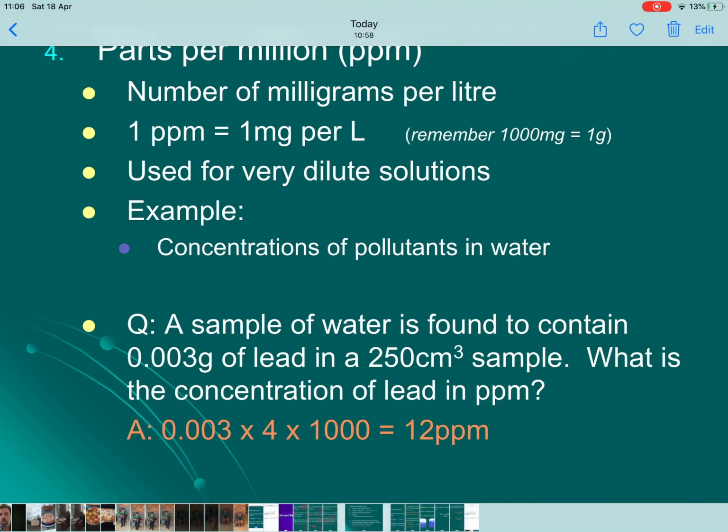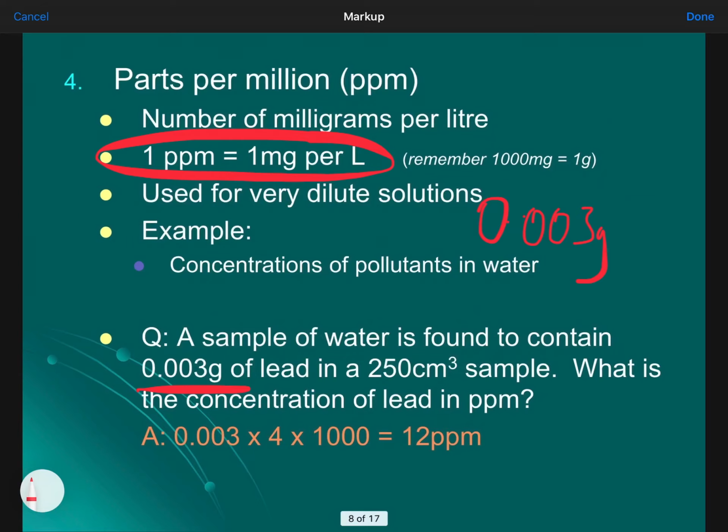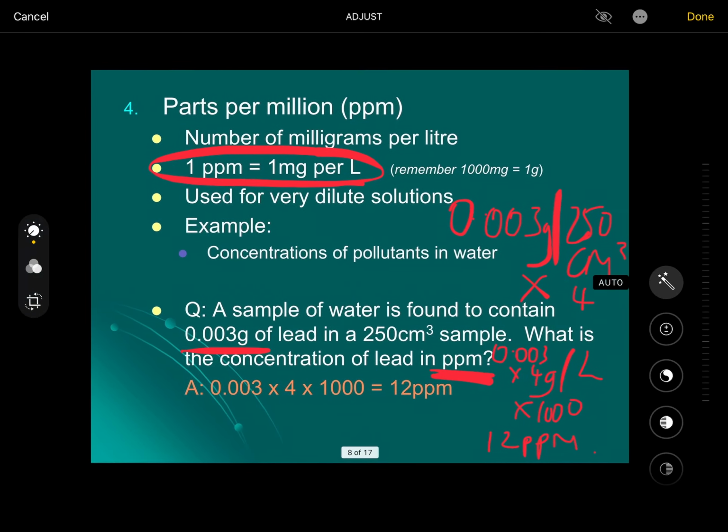Okay, then parts per million. Again, remember we said for very dilute solutions you'd use parts per million. A part per million is a milligram per litre. That's important there. Okay, and if they said to you that they had 0.003 grams of lead in 250 cubic centimeters, what's the concentration in parts per million? The first thing is you need to bring it to milligrams per litre, right? So I would bring it to a litre first anyway. So you multiply by 4 to bring it to a litre. So that would be 0.003 times 4 grams in a litre. But now I need to bring it to milligrams. So milli implies 1,000. So you multiply by 1,000 and you'll get your 12 parts per million, or 12 milligrams per litre. Okay, that's that one done.